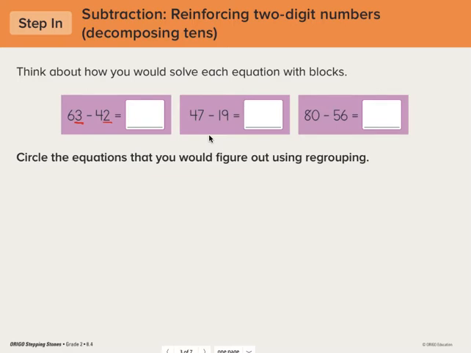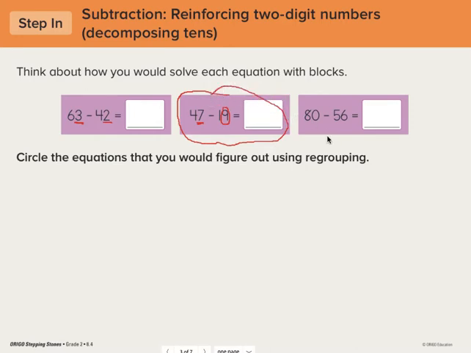47 minus 19. How many ones are we starting with? 7 ones. And then how many ones are we going to have to take away? We're going to have to take away 9 ones, right? Do we have enough to take away 9 ones? How many ones did we have to start with? 7. So can we take away 9 from 7? No, not without regrouping. So we will definitely have to circle this one.